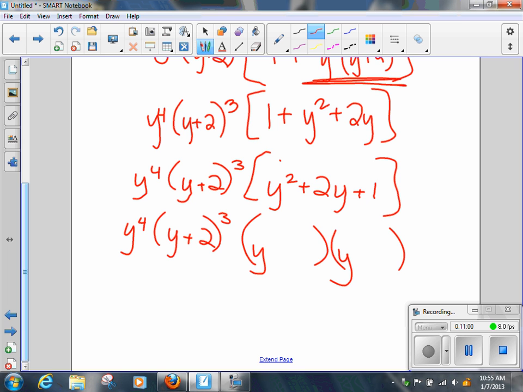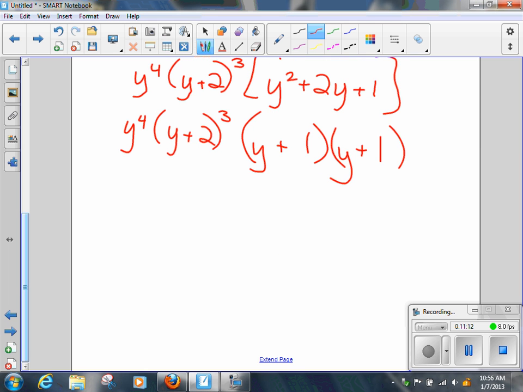What are 2 factors of 1 that when you add give you 2? 1 and 1. Are my signs the same or different? Both going to be pluses. Is there any way to clean this thing up? Put that thing squared. So keep bringing down y to the 4th, y plus 2 quantity to the 3rd, times y plus 1 raised to the 2nd power.